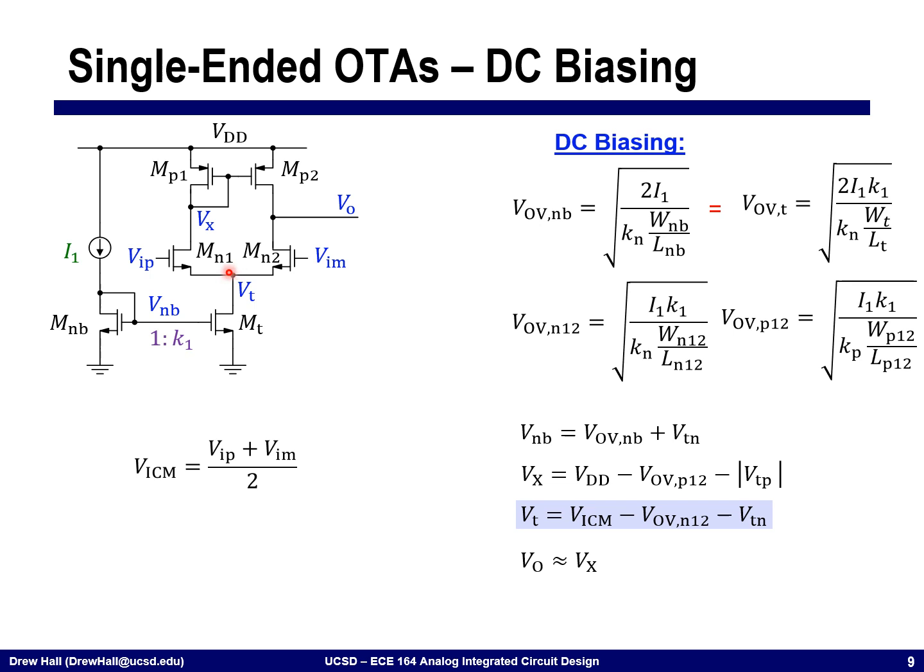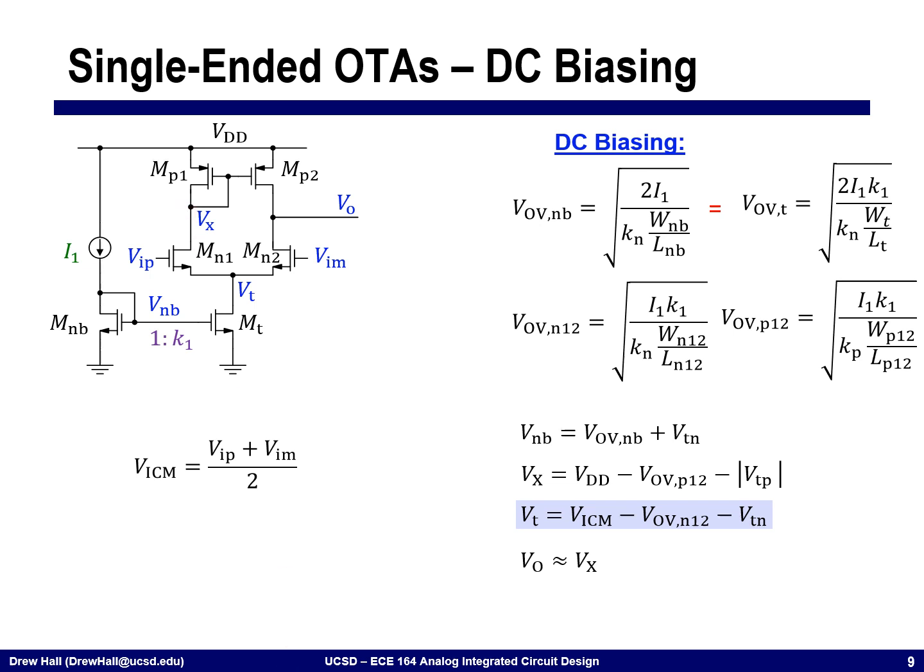The tail node here is equal to the input common mode, VICM, minus the overdrive voltage minus VTN. So remember that as the input common mode changes, this tail node shifts right along with it. It copies the input common mode, just level shifted by VOV minus VTN. And then the last one, which I'll prove to you a little bit later, but we can get a sense of it right now, is that the output voltage is approximately going to be equal to Vx.